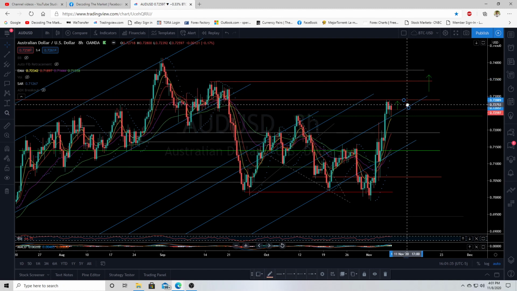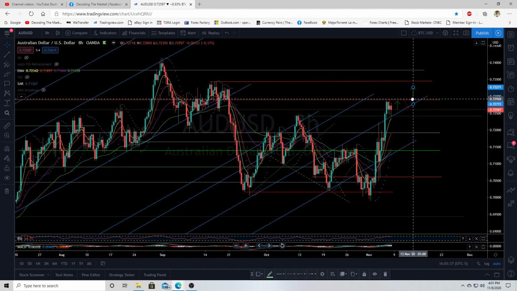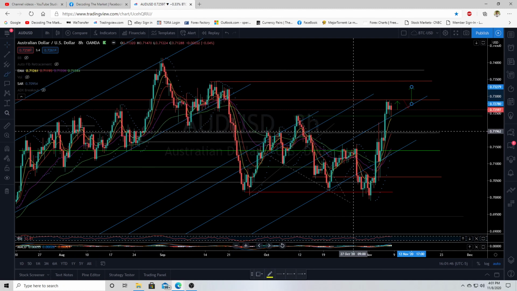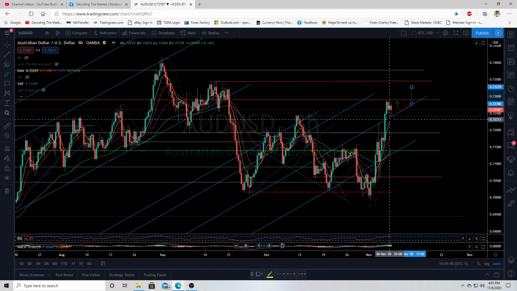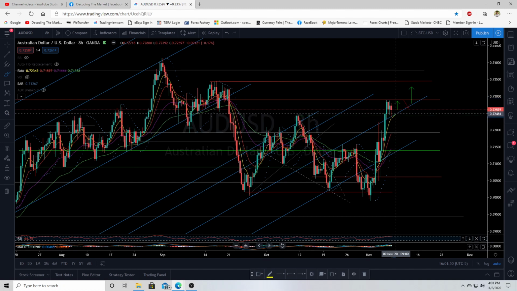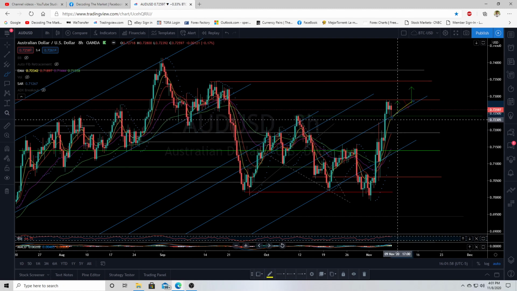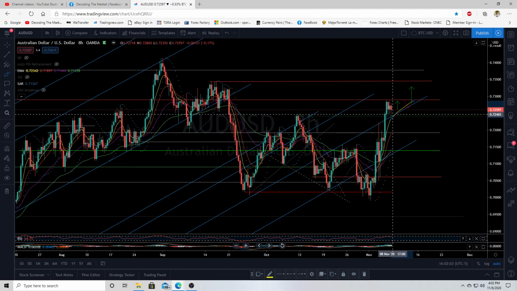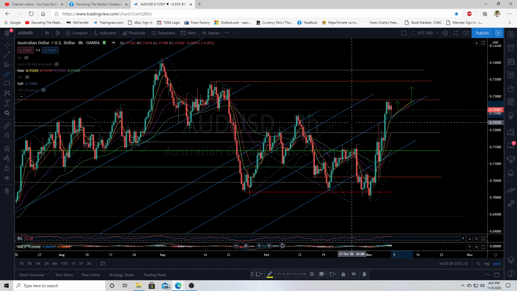And then we can take a look at another option, because right here, as long as the price continues above this yellow line, the price may continue the uptrend if the price finds support right up here. That is our trade for this coming week.